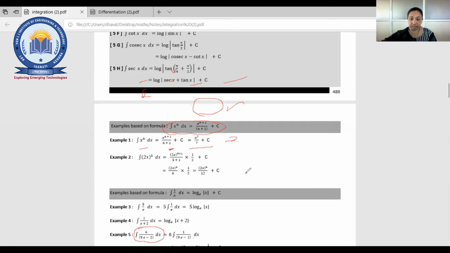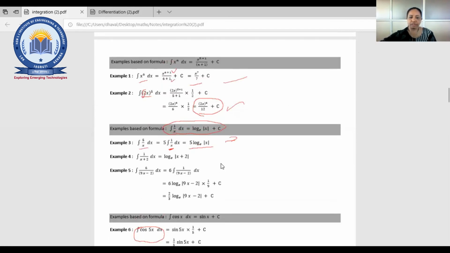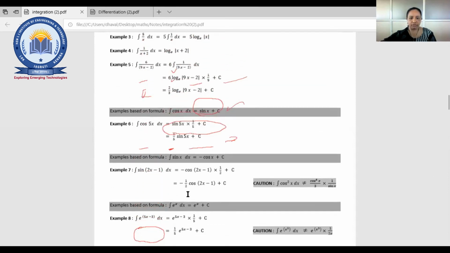The answers are coming like 2 by 3 into log 9x minus 2. Okay, 6 by 9, that is 2 by 3 only, right? Plus C. So obviously the answer would be 2 by 3 log. Okay, 6 by 3 is also fine. In simplification you can go for 2 by 3. Fine.